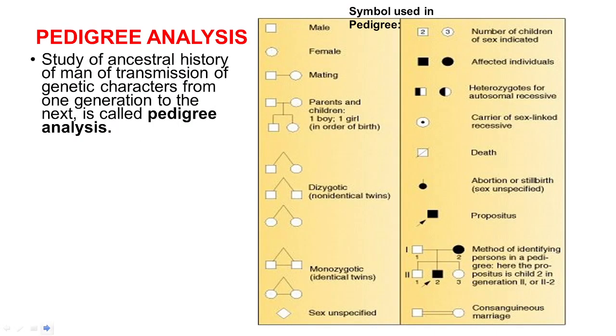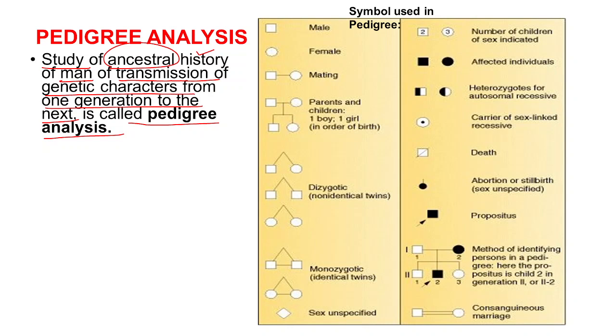Clear? Next one is pedigree analysis. Then what is pedigree analysis? Pedigree analysis is the study of the ancestral history of a man, for the transmission of genetic characters from one generation to the next. Okay, very important point to be noted. What is pedigree analysis? Study of the ancestral history of man, of transmission of what? Genetic characters. That means how a particular character is transmitted in a particular family.